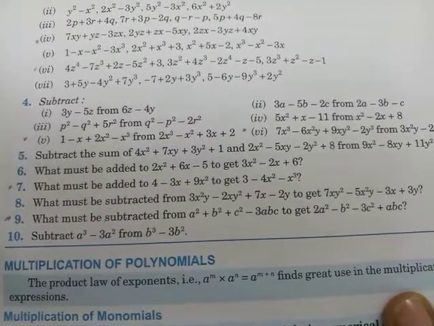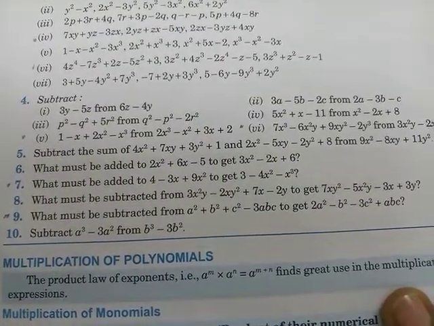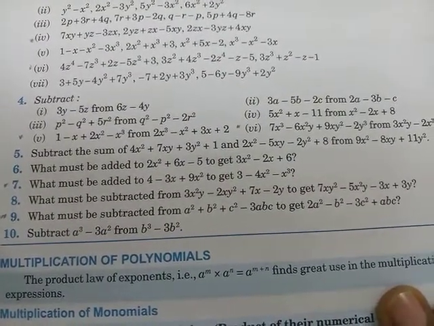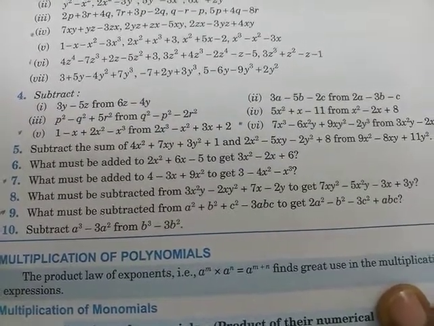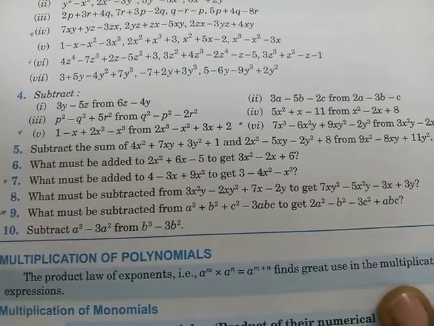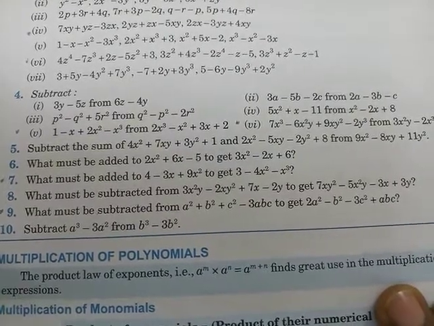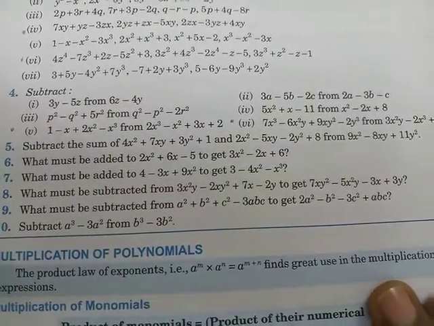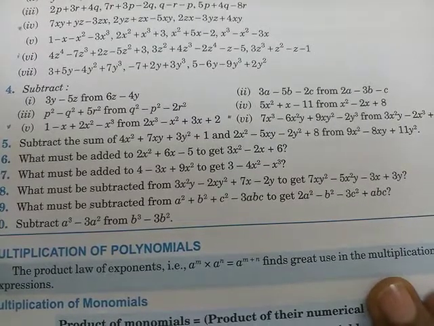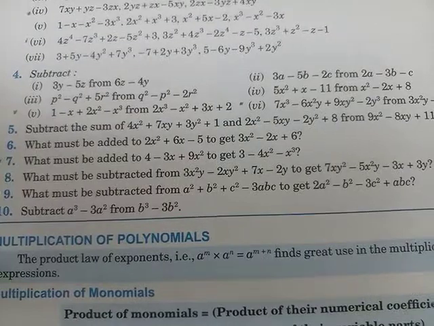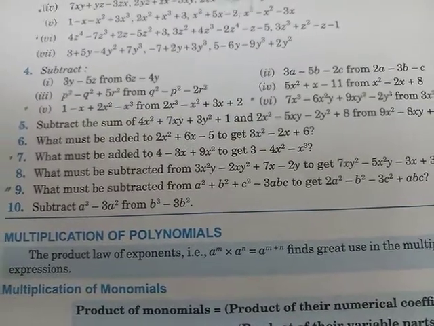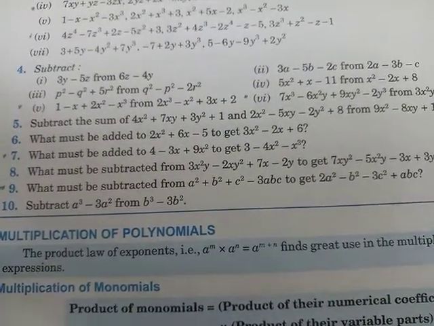Now we proceed with question number 6. What must be added to this to get 3x square minus 2x plus 6? Question number 7, the same way. What must be added to 4 minus 3x plus 9x square to get 3 minus 4x square minus x cube? Let's see how to write the expression and then the solution.